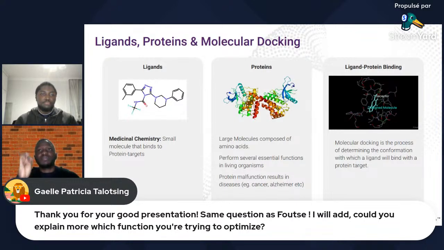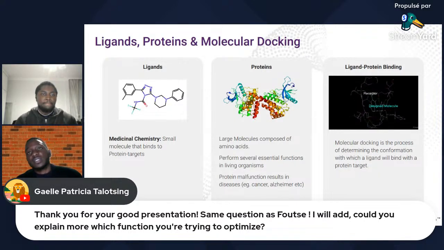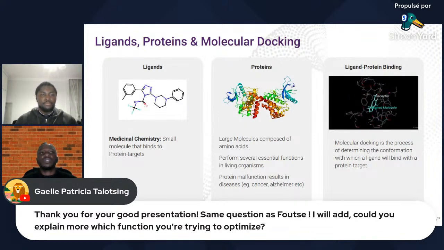People have tried having machine learning models to approximate the docking. There's actually a model for that called DeepDock, but so far the machine learning models are not as good as the physics based model. So they're not yet good enough. That's why we didn't use that.